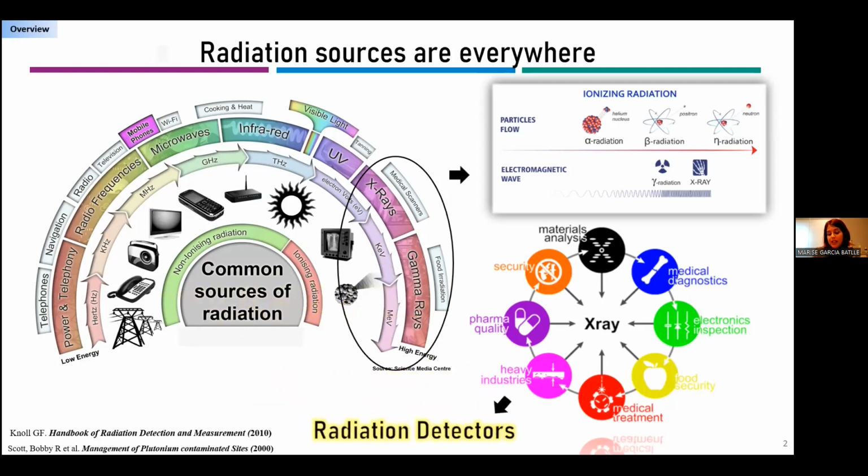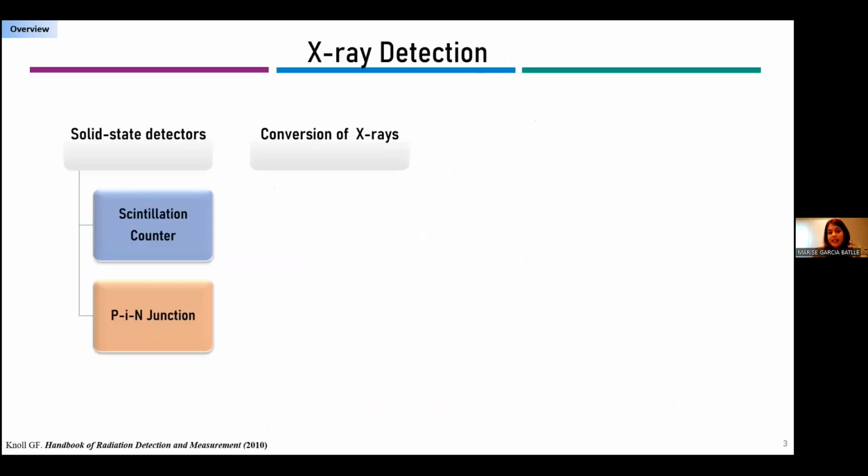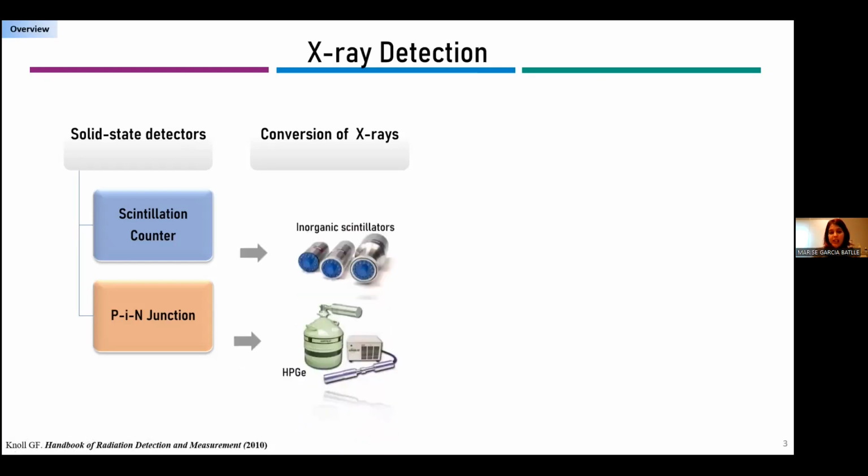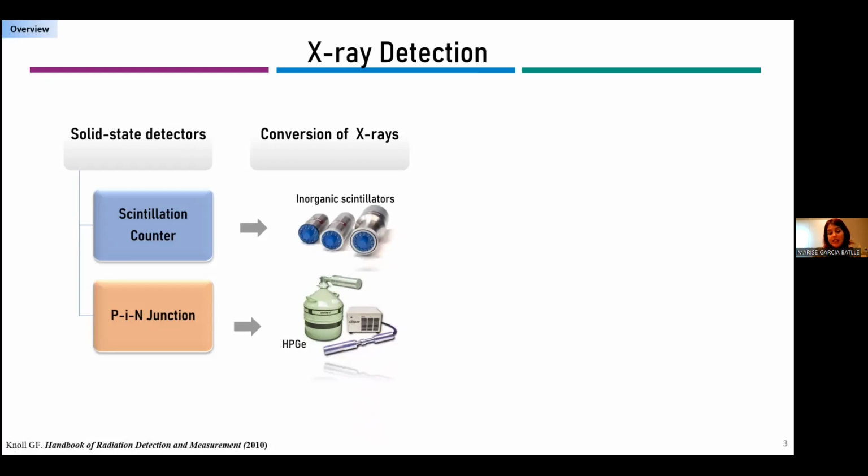And for that, we need radiation detectors. The field of X-ray detection and radiation dosimetry, which is the science dealing with the design of these kinds of devices, is quite extensive as well. It's a complex interdisciplinary field. For that reason, today I only focus my attention on solid state detectors, because solid state detectors can be classified depending on how the conversion of X-ray into an electrical signal is made.